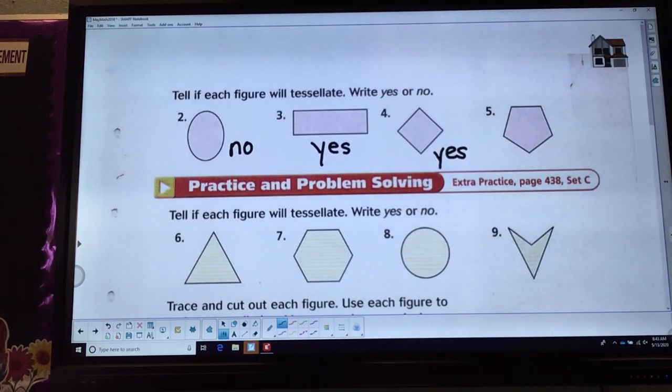Now, number 5 is the green ones that we just had on the previous page. This is a pentagon, okay? And we know that no matter how we start stacking those on there, we're still going to have those spaces. So my answer on this one is no.